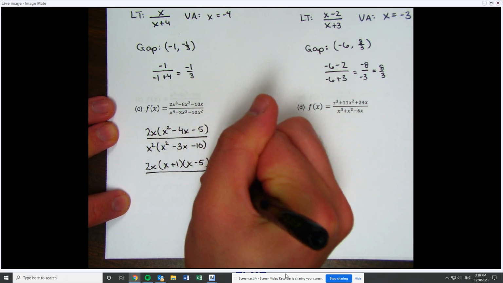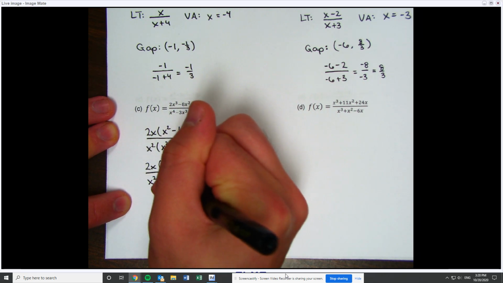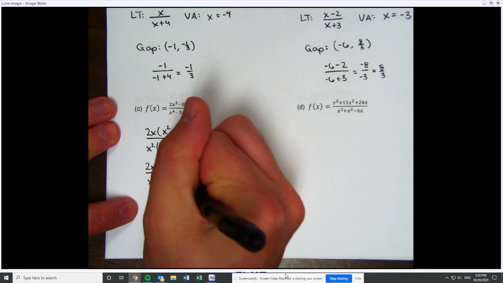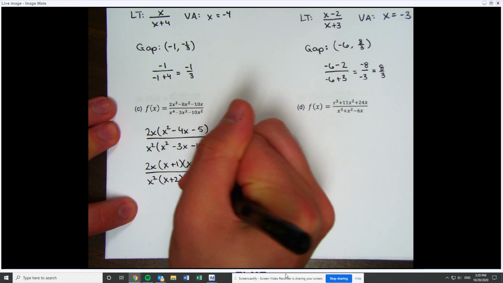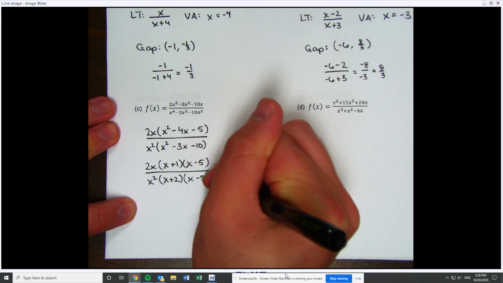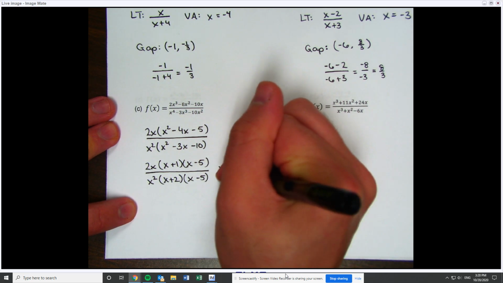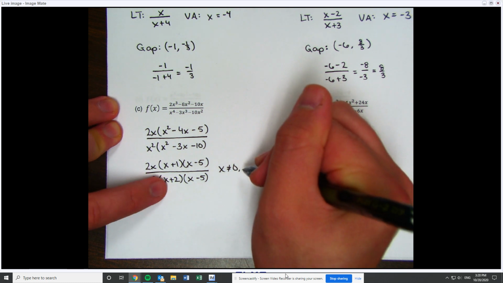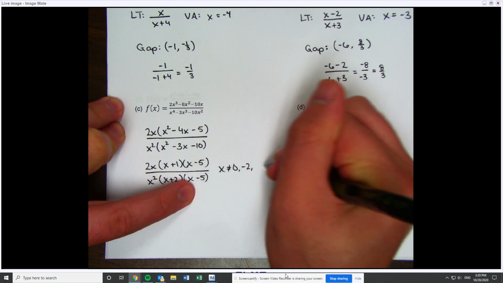And for my denominator, I have x squared still. This one is going to be x plus 2, x minus 5. Perfect. Now, as far as the numbers I cannot have for x, I see 0, -2, and 5.